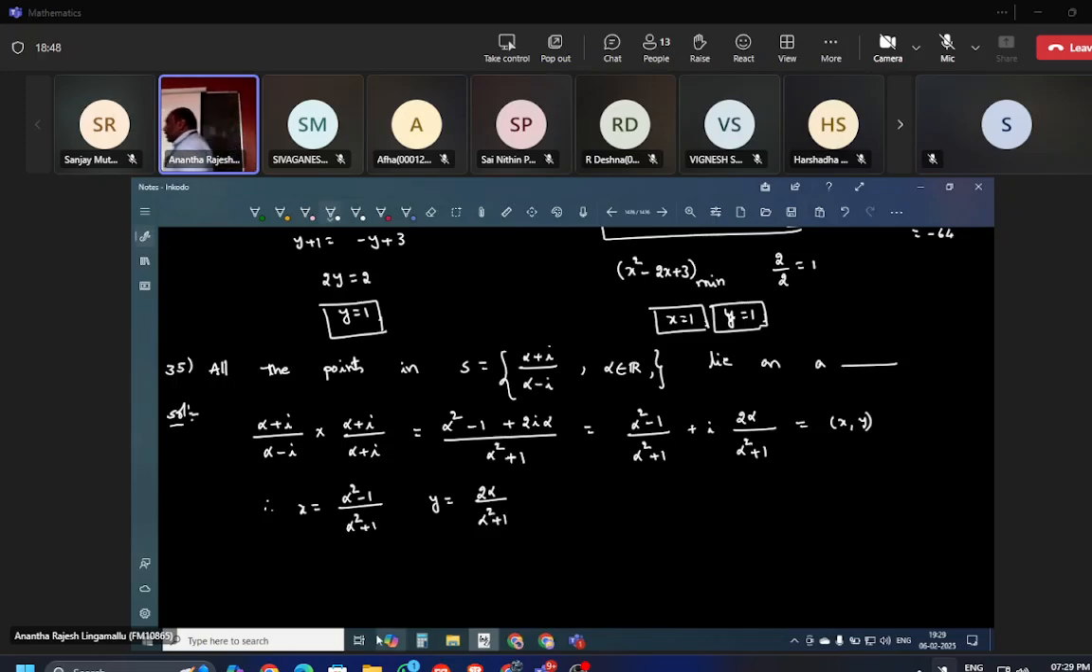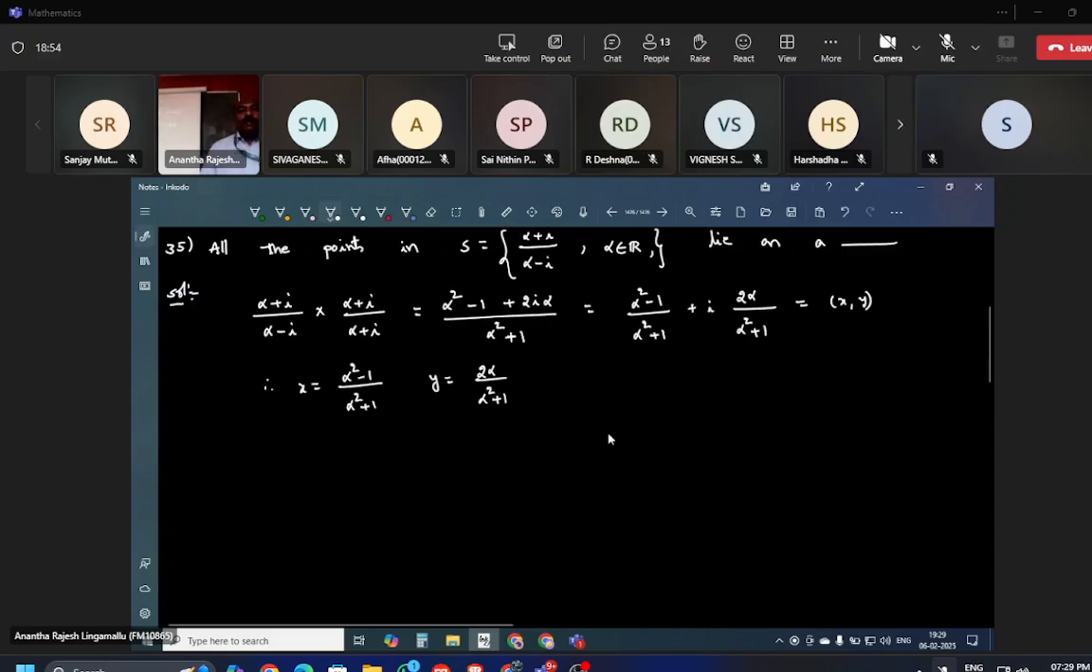Now, who is the outsider, alpha? So how to say goodbye to him? See, you know the basic relation: alpha square plus 1 whole square is equal to how much? Alpha square minus 1 whole square plus 4 alpha square. Correct or not? Yes. Everything is there.